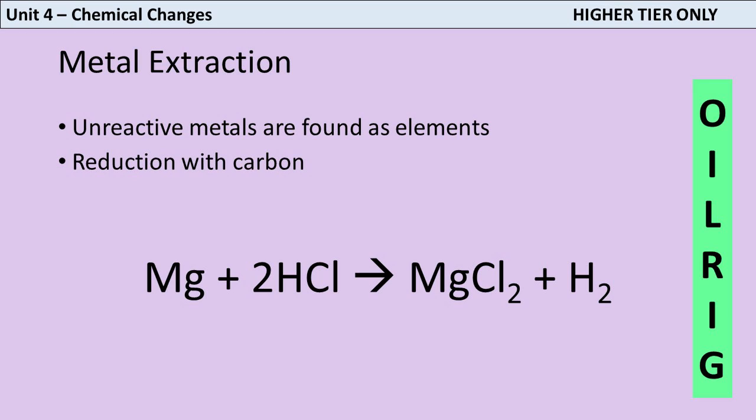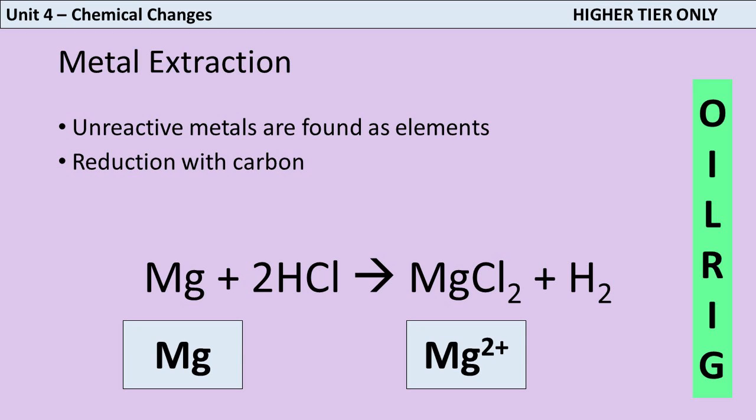So if we take the reaction of magnesium with hydrochloric acid to make magnesium chloride and hydrogen, if we just look at the magnesium, on the left-hand side, it's a magnesium atom. It has the same number of electrons as protons, 12 of each. On the right-hand side, when it's made a compound, it's formed magnesium ions, 2+ ions, and that tells us it has 2 more protons than electrons. On the left, it has 12 electrons. On the right, it only has 10. It's lost 2 electrons, so we say that it has been oxidised.